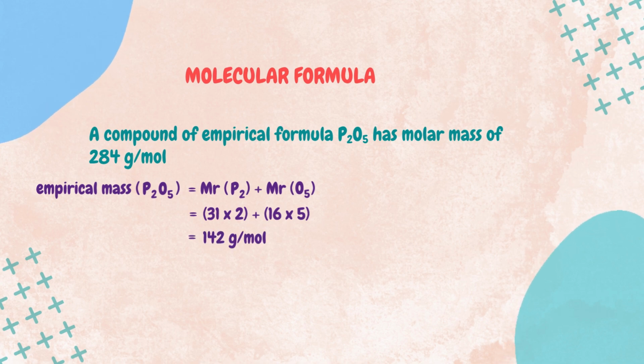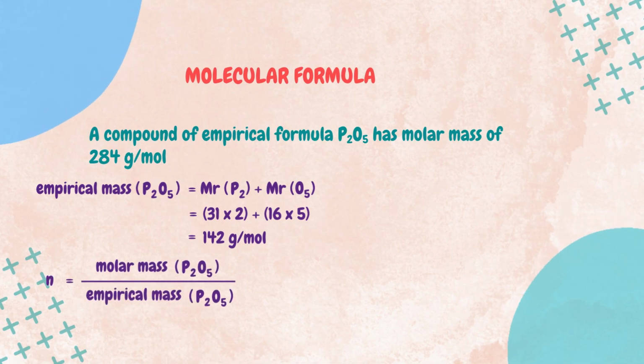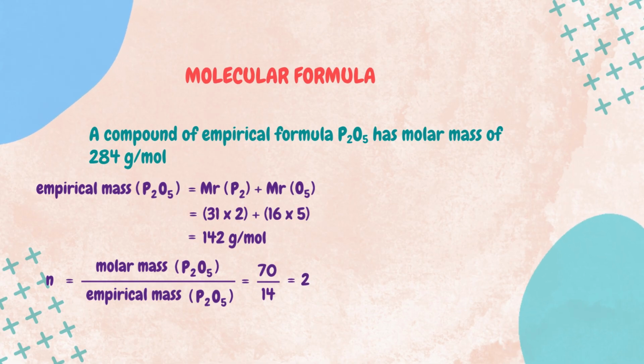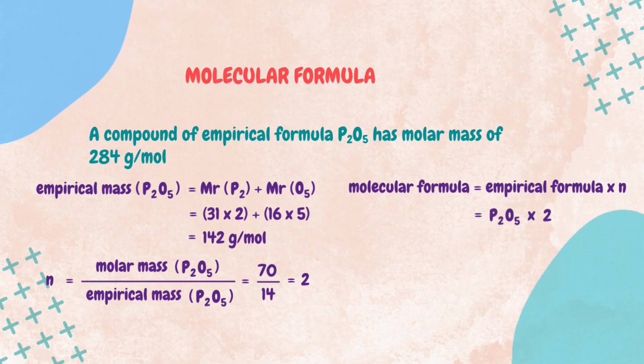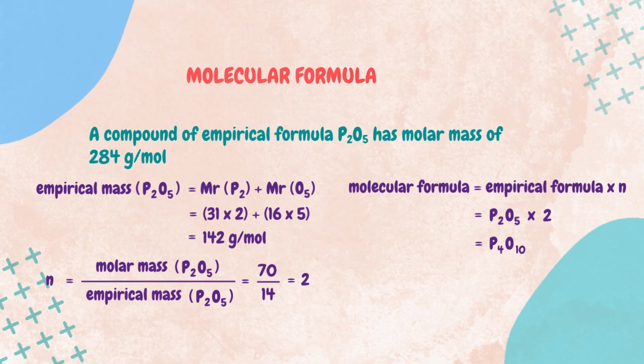Next, we find N. N is equal to molar mass over empirical mass. The molar mass is 284. The empirical mass is 142. This gives 2. Finally, the molecular formula is equal to empirical formula times N. The empirical formula P2O5 times 2 gives P4O10. And this is the molecular formula.